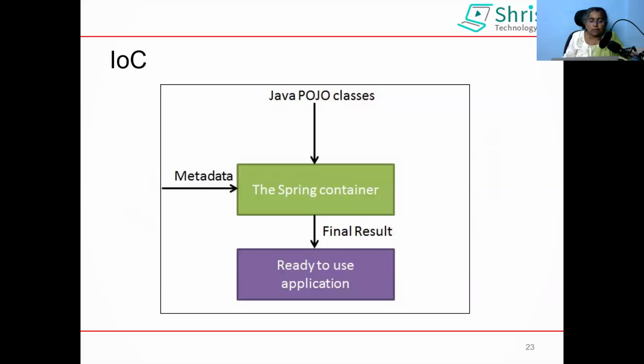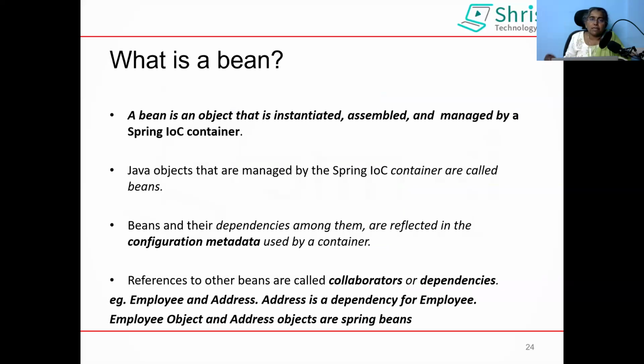So this is how it looks. Now next, what is a bean? A Spring bean is nothing but a Java object instantiated by the IOC container. Whatever objects it is going to create, you are not supposed to say it as a Java object. You need to call it as a Spring bean.